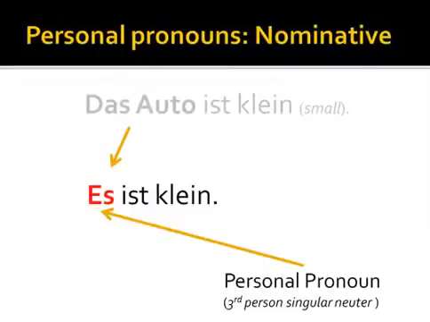I don't have to continually refer back to das Auto, das Auto, das Auto. It gets repetitive. So instead, after I establish the fact that we're talking about das Auto, from then on I could simply say es ist klein.